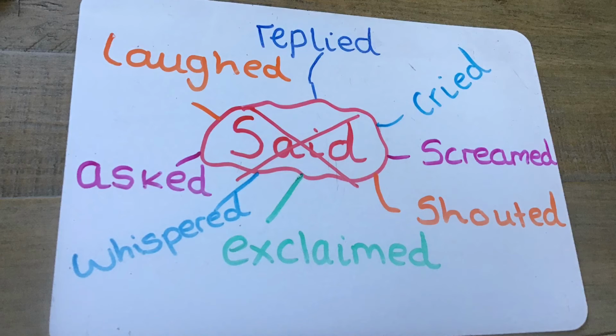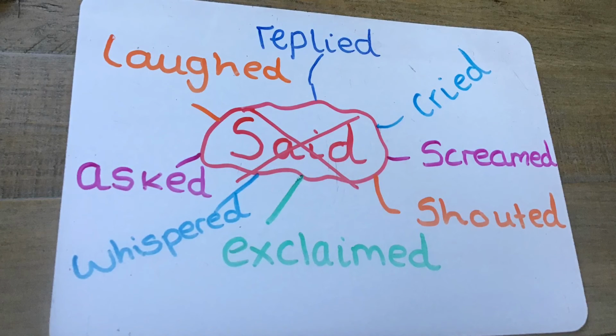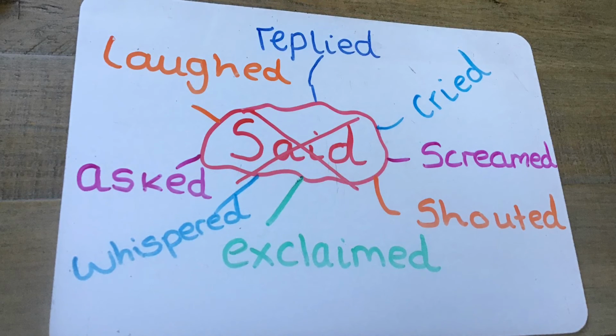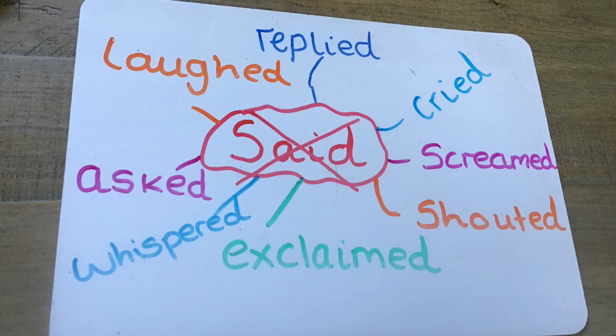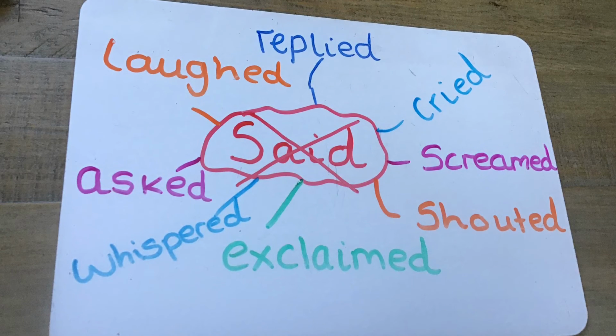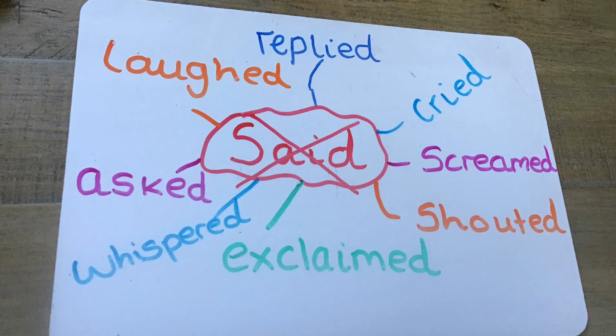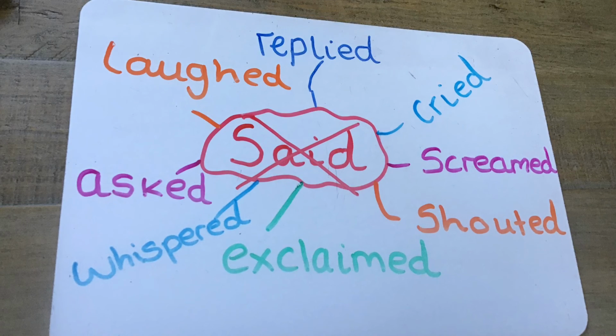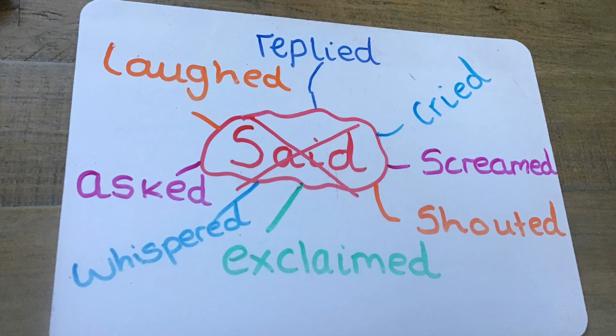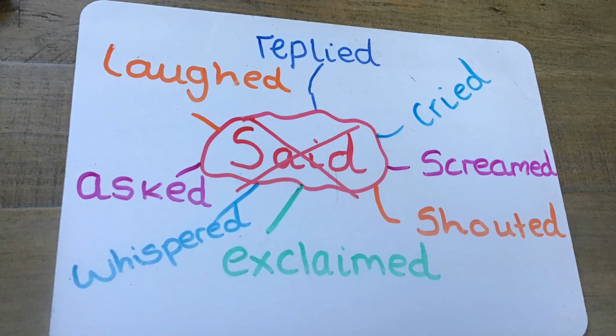And lastly, let's not forget, using said all the time gets really boring. So let's try and use other words like replied, cried, screamed, shouted, exclaimed, whispered, asked, laughed. This will make your writing so much better and way more exciting.